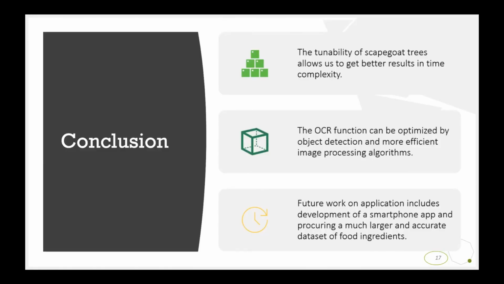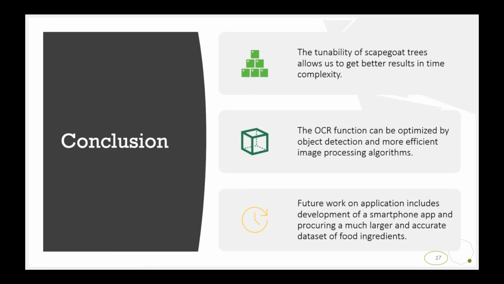Thank you, Ahsan, for your brief overview of the project demo. So I will jump on to the conclusion. What we saw in the first place was that the scapegoat trees really outperformed the other trees due to their tunability, and we can easily tune the alpha parameter in order to get better results for each of our applications. And apart from that, in the demo we also saw that the image processing part was taking quite a lot of time, and therefore the OCR results were coming a bit too late.